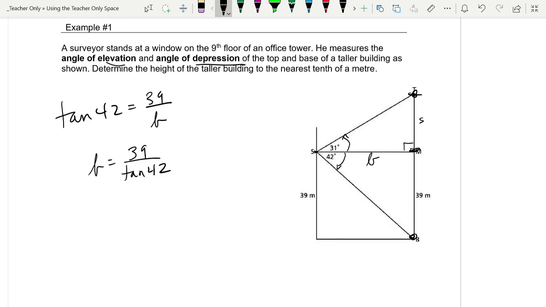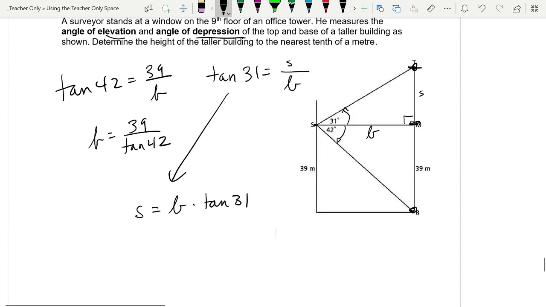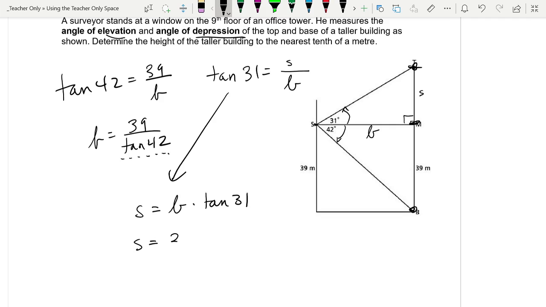It's tangent again. The tangent of 31 is the opposite side, which I called little s, over the adjacent side b. And to solve for little s, I'm going to move down so I have more room. Little s, right, t for top, t for times, is b times the tangent of 31. And then, oh yeah, instead of b, I'm going to replace b with that. So I'm actually just going to do all this button punching at once.